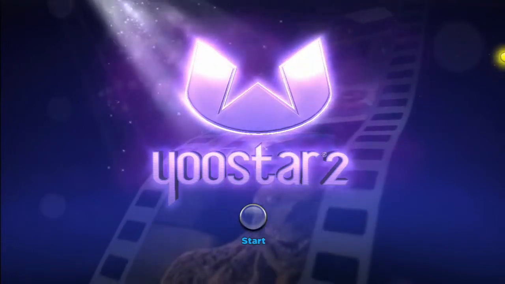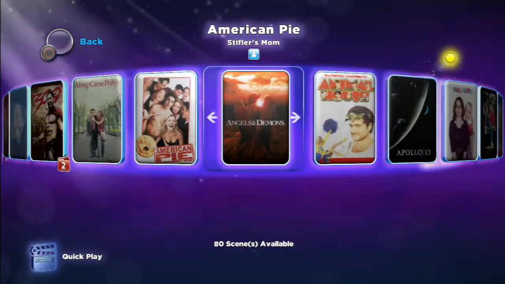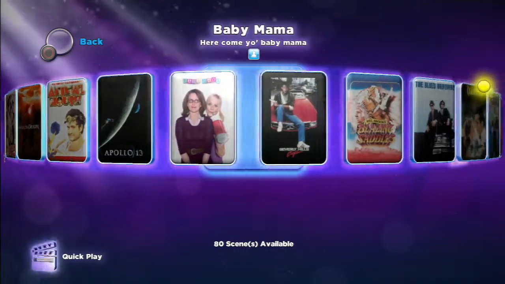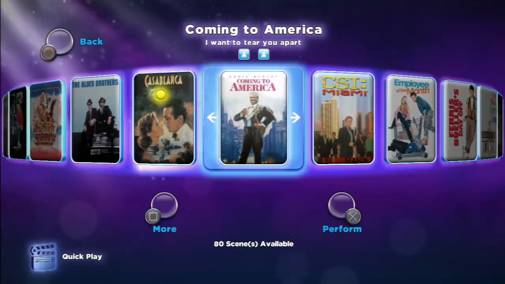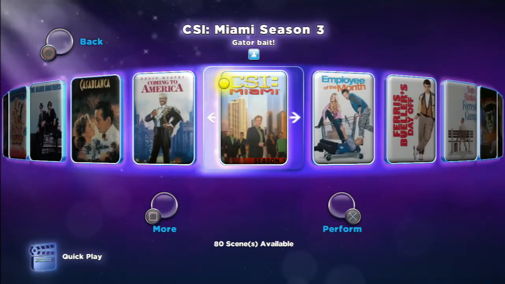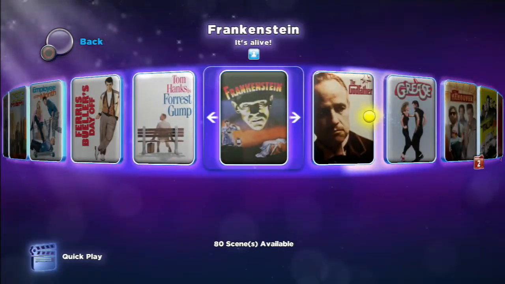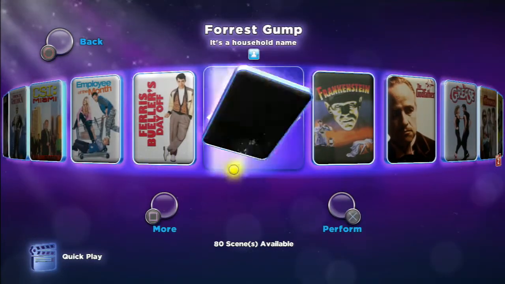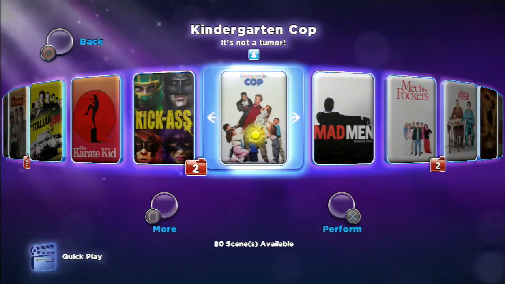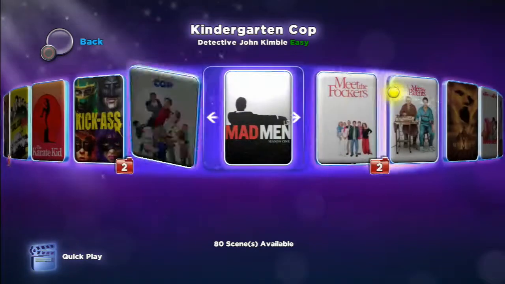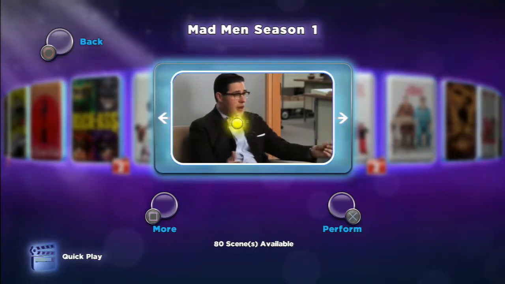So here we go. To give you an idea of what films are in the game, here are just a few of them. We've got American Pie, Apollo 13, Coming to America, and Forrest Gump is also over there. Coming to America is a famous film starring Eddie Murphy, and of course Forrest Gump with Tom Hanks. You'll recognise that clip where he says, "It's a household name." And now let's go to the movies finally, as well as Kindergarten Cop. I don't know if I'm part of that club.